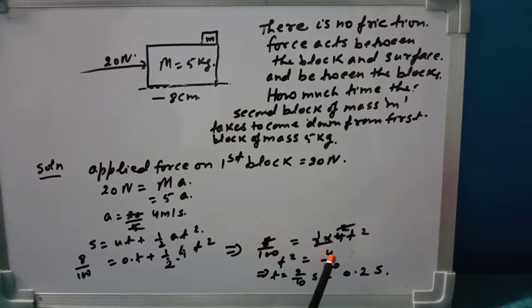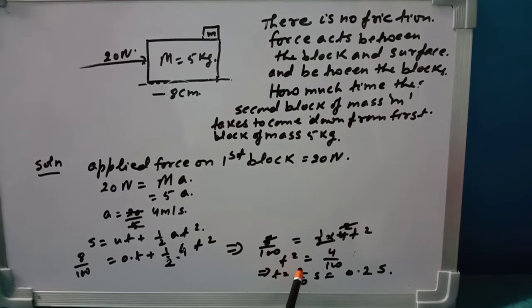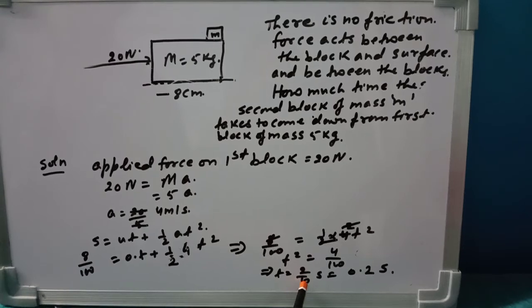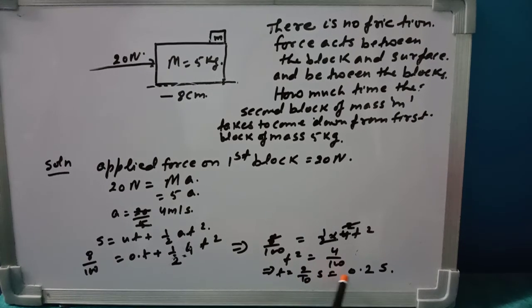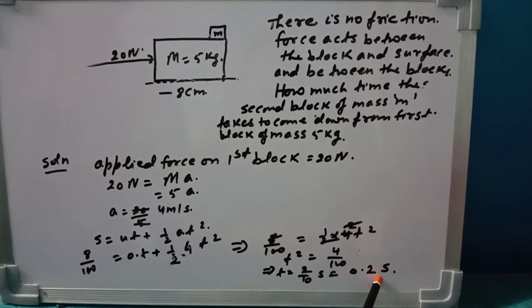So t square is equal to 4 by 100. So t is equal to 2 by 10 second, that is equal to 0.2 second.